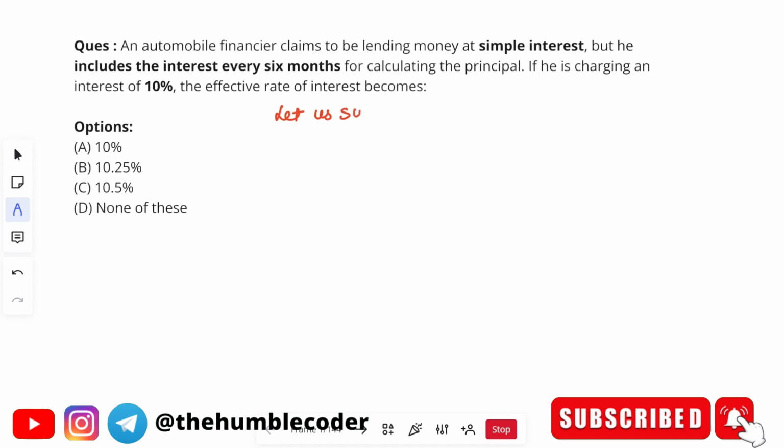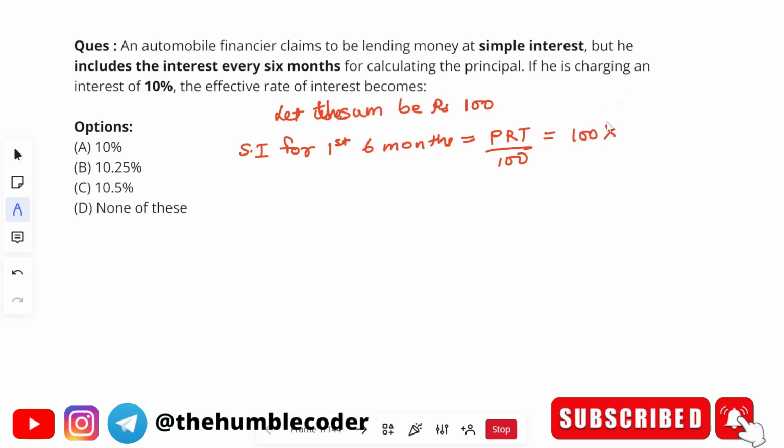In this one we have to assume a few values. Let the sum be rupees 100. Then we will calculate simple interest for the first 6 months. The formula for simple interest is PRT by 100. Let's substitute the values. P is the principal, which is 100. Rate is 10%, which is given to us in the question.